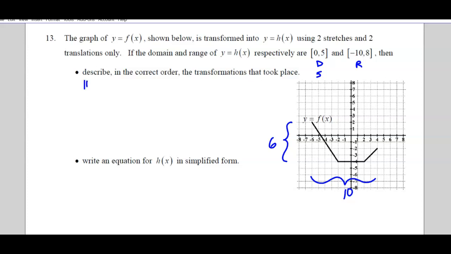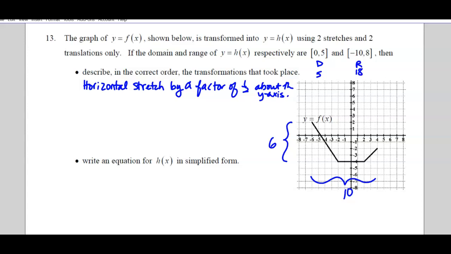So, horizontal. Then the height is 6 units. This is 18. So we're starting with a height of 6 and we're ending with a height of 18. That's vertically stretched by a factor of 3 then.